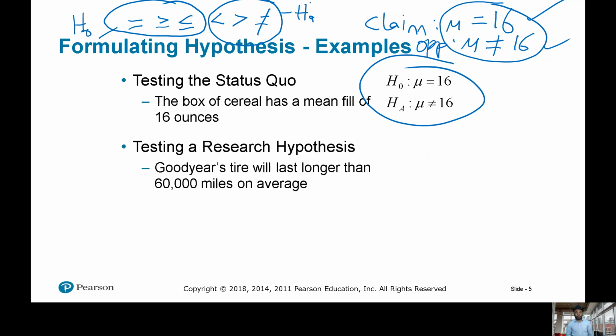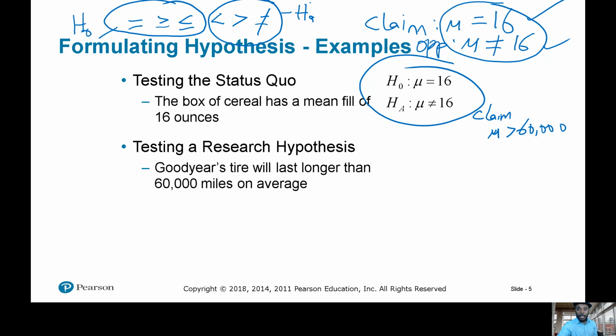Let's look at another example. Testing a research hypothesis. Here, our claim is that Goodyear's tire will last longer than 60,000 miles on average. So we state our claim. What's the claim? The claim is that mu is going to last longer than 60,000. So that means we're saying mu is greater than 60,000.